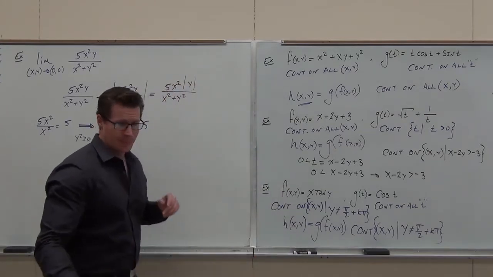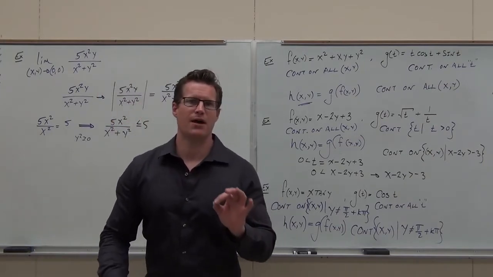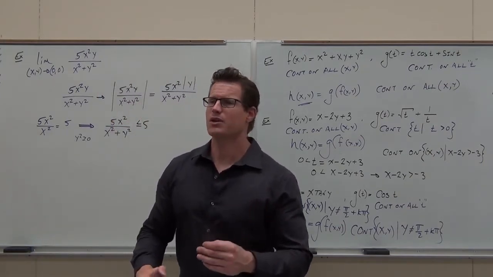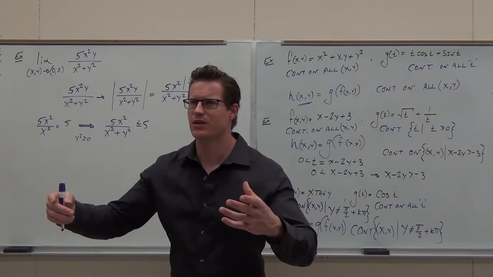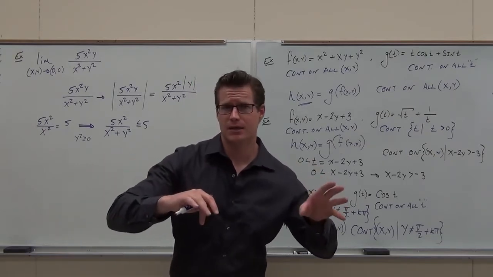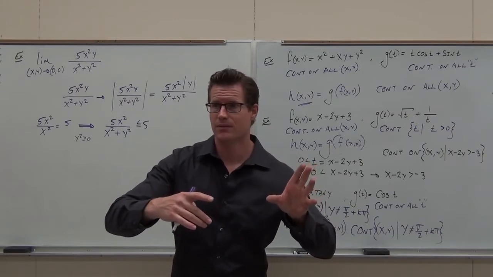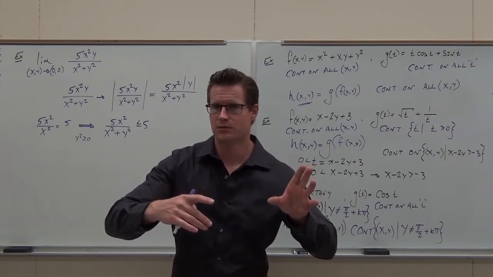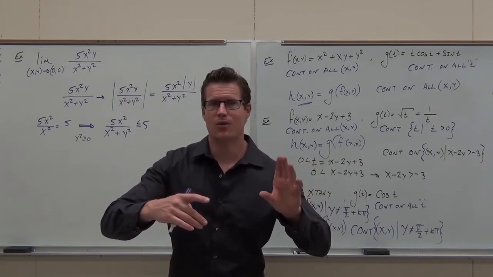Now, this is why we have to have the absolute value. You know I can do anything I want to with inequalities as long as I do it to both sides. And if I multiply by a negative, I've got to flip them, right? Do you know that? Okay. I'm going to multiply by y.